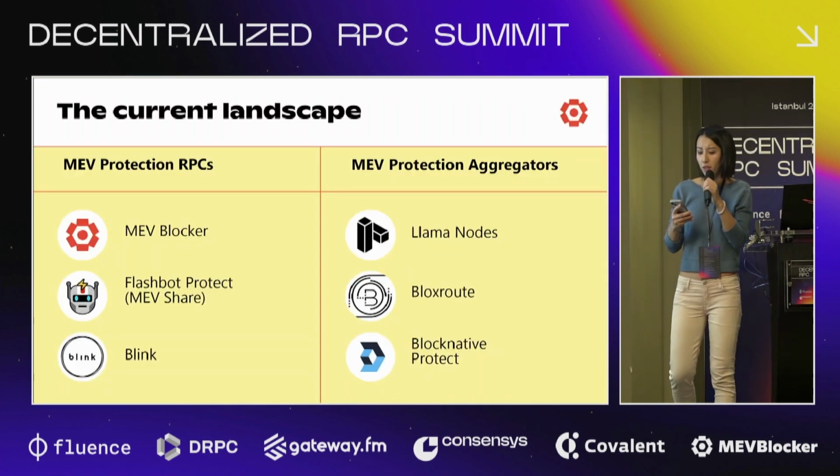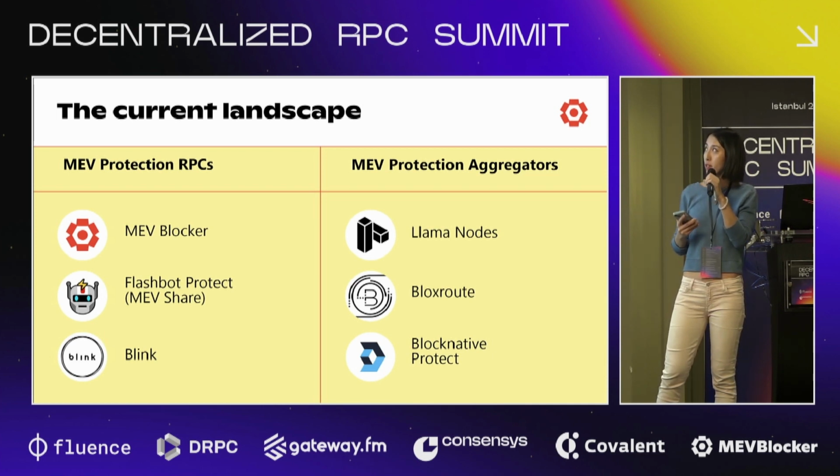Fortunately, there are a growing number of MEV protection RPCs. These are the top ones. Number one is MEV Blocker. The next ones are Flashbots Protect and Blink. There are also a lot of MEV protection aggregators here. Llama Nodes and Blocknative have included MEV Blocker in their RPC aggregators. Blocks are out here too.